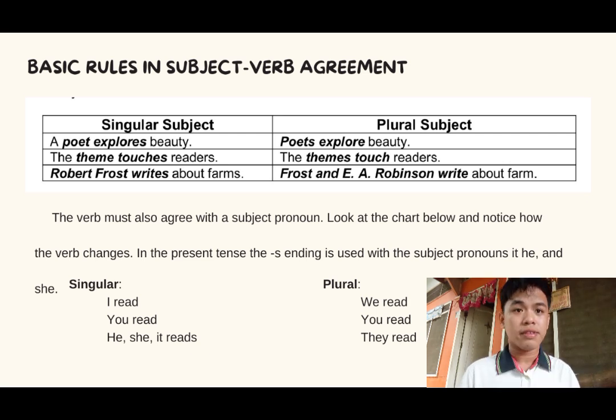The verb must also agree with the subject pronoun. So look at the chart below and notice how the verb changes. In the present tense, the s ending is used with the subject pronouns it, he, and she. As what we have observed here, the verb read, without s, the basic form of the verb, is only applicable to the pronouns I and you. This is for the singular subject sentence. If we are going to use he, she, and it, we need to add s to the verb. But if we are going to use I and you only in our sentence, we are no longer allowed to add s to the verb.